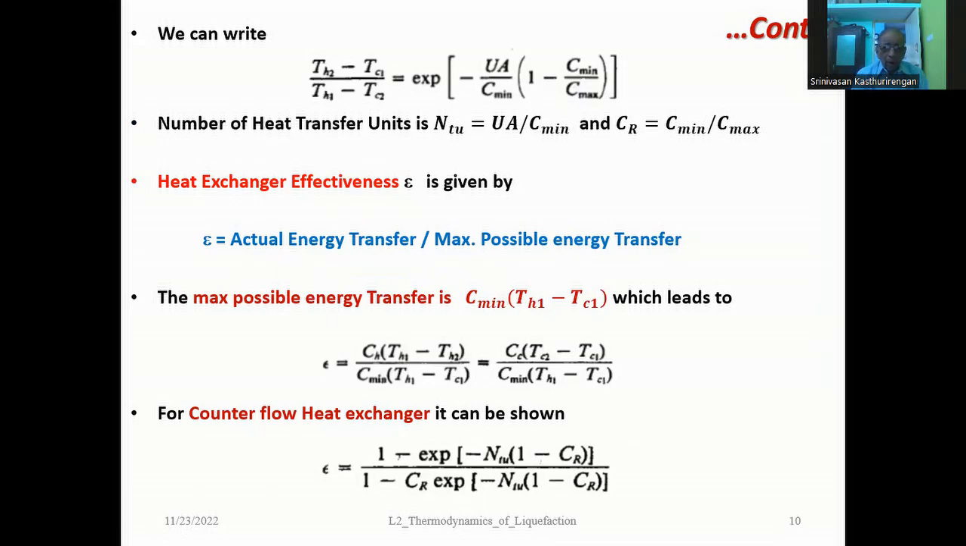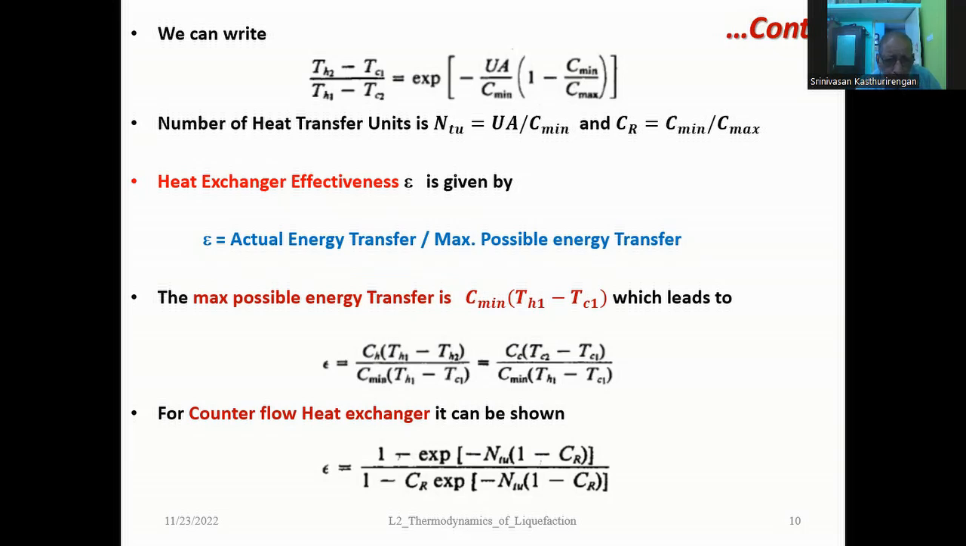Now the number of heat transfer units is given as UA by Cmin. And the Cmin by Cmax is called the heat capacity ratio. The CR is a sort of ratio between the Cmin and Cmax.